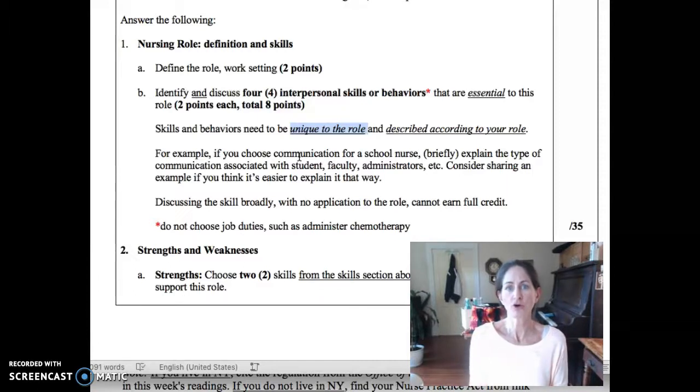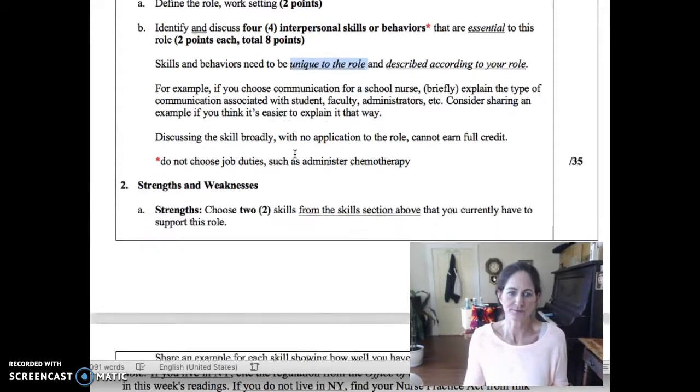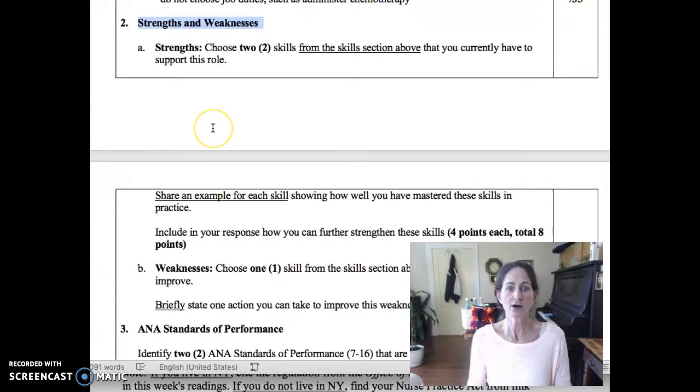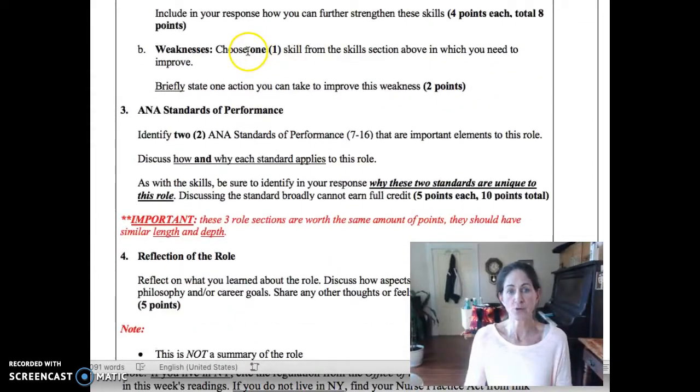Compared to any other role, you want to describe it, okay? If it was, say, a med-surg nurse, you wouldn't write changing dressings. It has to be a behavior or an interpersonal skill. And then this section, strengths and weaknesses, that's another level 2 heading. Choose 2 of the skills that you have some confidence with, some strengths, and then 1 that's a weakness.